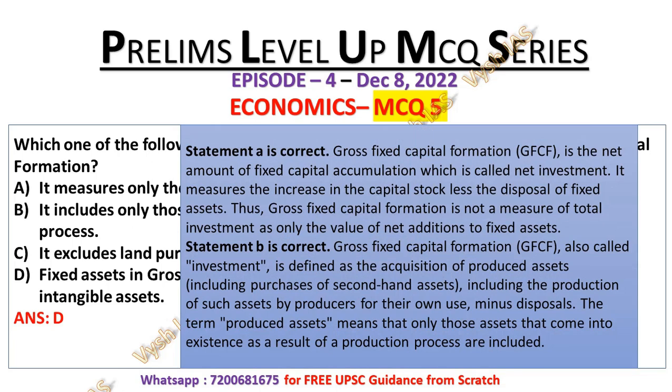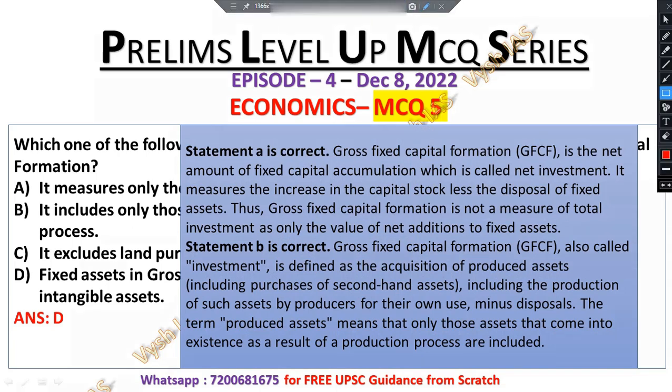Now we look at statement B. Statement B is also correct because gross fixed capital formation, also called investment, is defined as the acquisition of produced assets, including the production of such assets by producers for their own use, minus disposals. The term produced asset means only those assets that came into existence as a result of a production process. What is a produced asset? Produced assets are nothing but those assets which are in existence due to the result of a production process.